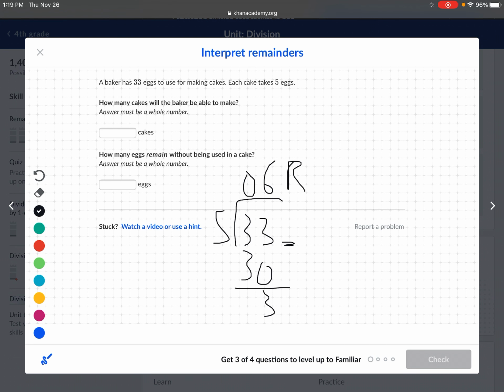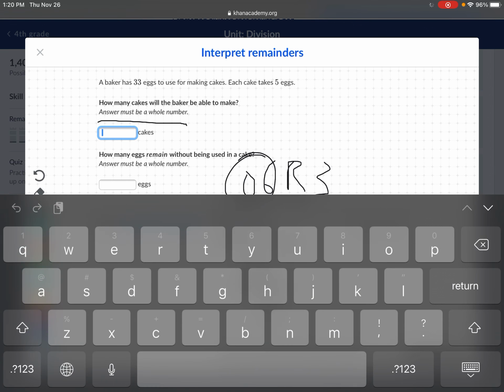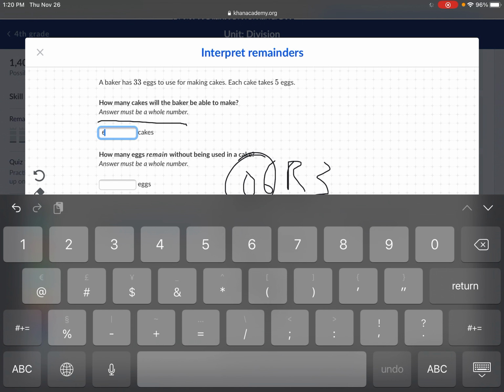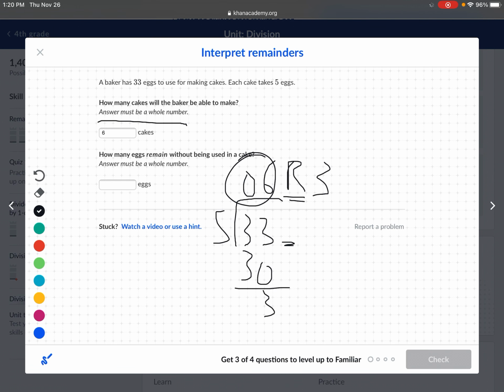You put a capital R for remainder, and then you put 3. So the answer must be a whole number. You see that? So it can't be a fraction. So the baker can bake, and this is the answer, 6 cakes, because you don't really have to put 06. Even if it's 06, it's 6.